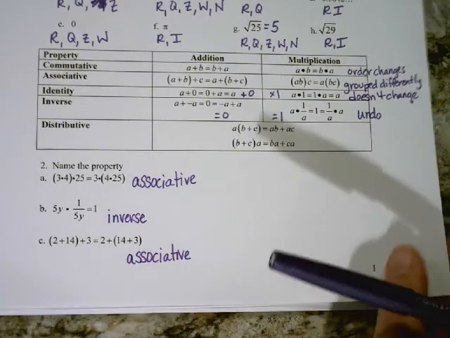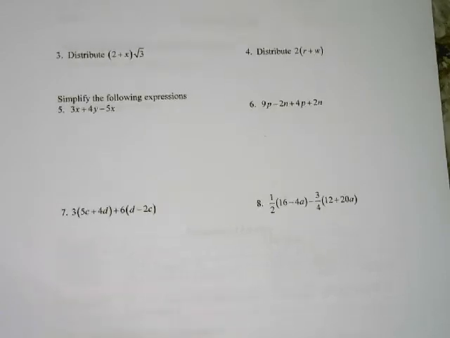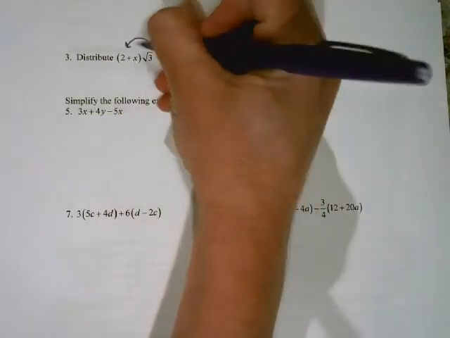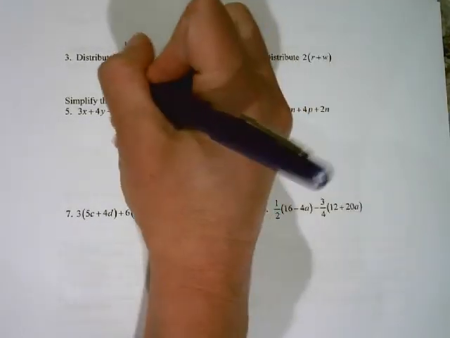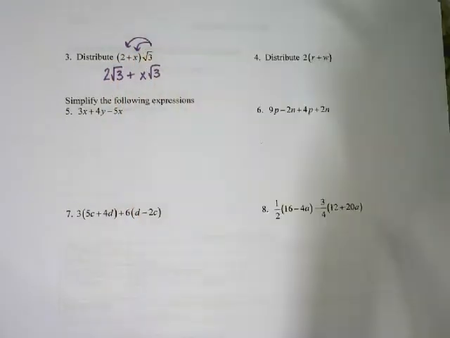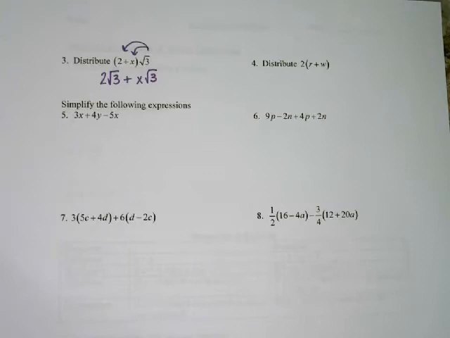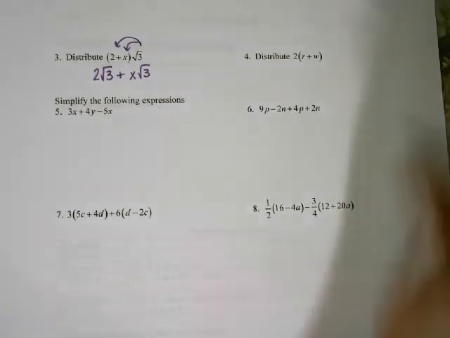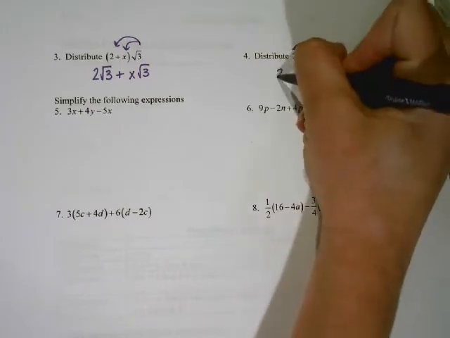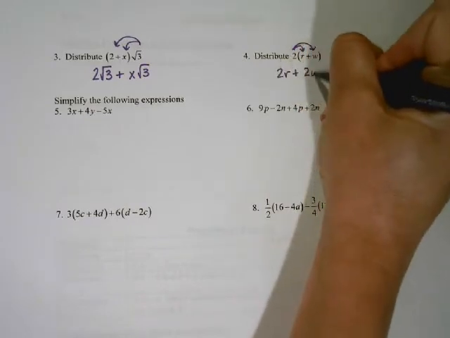Okay? All right, turn the page. Now we're going to practice using those. All right, so number 3, it just says distribute. So I'm going to distribute a root 3 to both a 2 and an x. So 2 root 3 plus x root 3. And then I'm going to distribute a 2 in number 4. So I get 2r plus 2w.